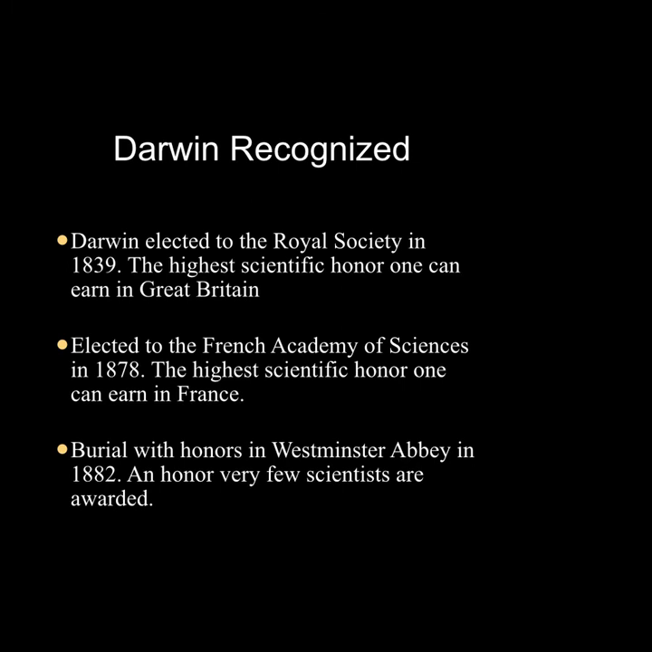Darwin was elected to the Royal Society in Great Britain, the highest scientific honor one can earn in Great Britain, in 1839. In 1878, he was elected to the French Academy of Sciences. Again, the highest scientific honor one can earn in France, and he was not a native French person, but they felt his theory was important enough that they would honor him. He was buried in Westminster Abbey in 1882. Being buried in Westminster Abbey is one of the highest honors you can give to a scientist.